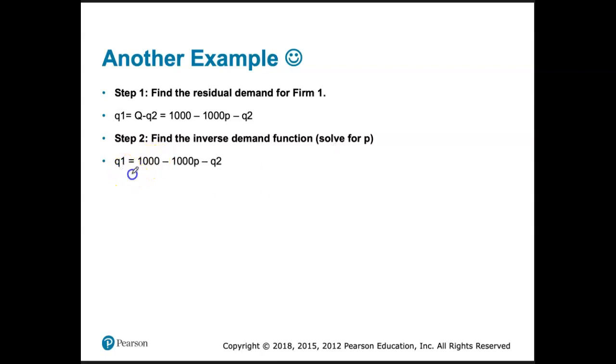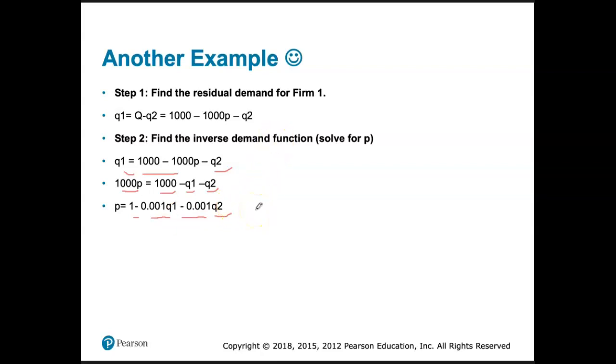So we know that Q1 equals 1000 minus 1000 P minus Q2. So solving for P, we have 1000 P equals 1000 minus Q1 minus Q2. So P should equal 1 minus 0.001 Q1 minus 0.001 Q2. Okay, so we found the inverse demand function.